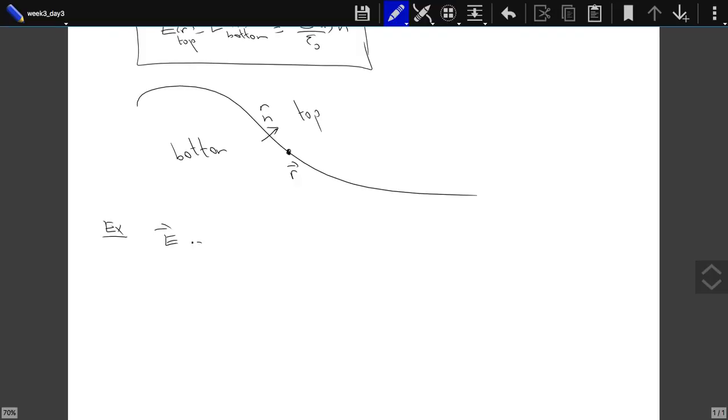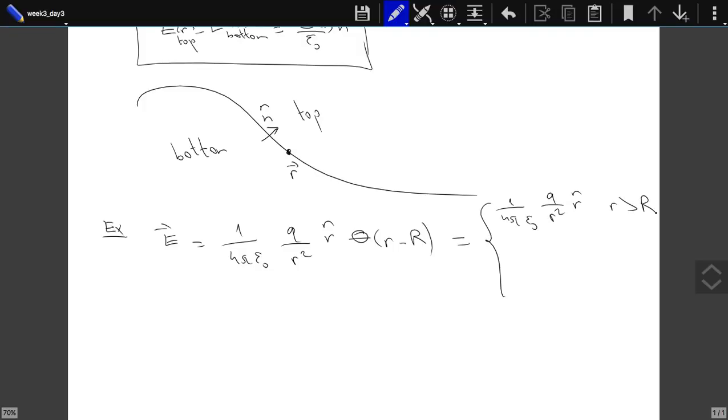Let's look at this electric field. It is 1 over 4 pi epsilon 0, q over r squared in the r hat direction. Let me multiply it with the step function. Well, this is basically 1 over 4 pi epsilon 0, q over r squared in the radial direction if r is larger than capital R, and it is 0 if r is less than capital R.